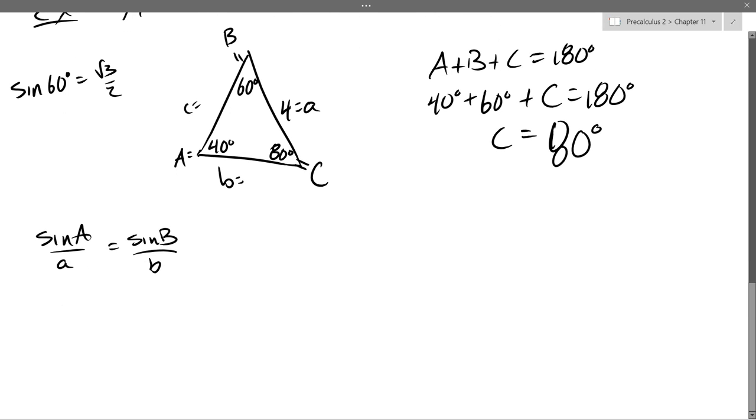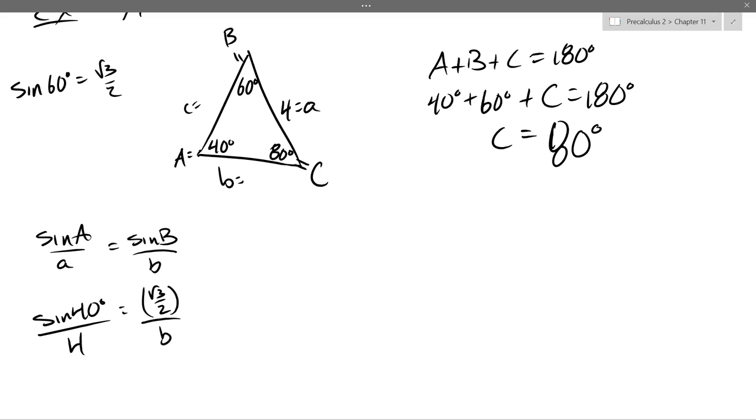And we know sine B is 60 degrees. So that's square root 3 over 2. Sine A is sine 40 degrees over 4. So I basically filled in every value I know about here. And I want to know what is B. So we could cross multiply or reciprocate both sides and then get that fraction out of there. However you want to do it, go ahead and solve for B right now. I'll give you 30 seconds to get there. It's just multiplication and division is all you need to do, but carefully, obviously.